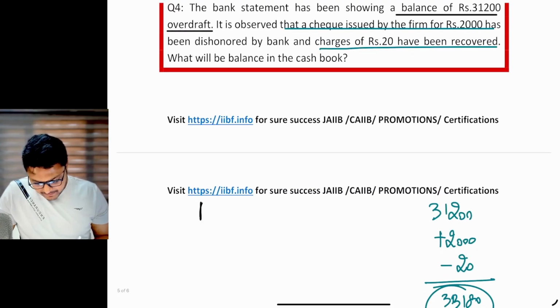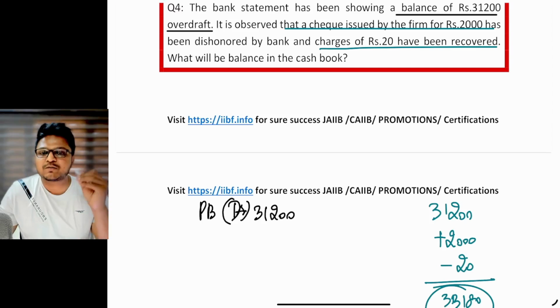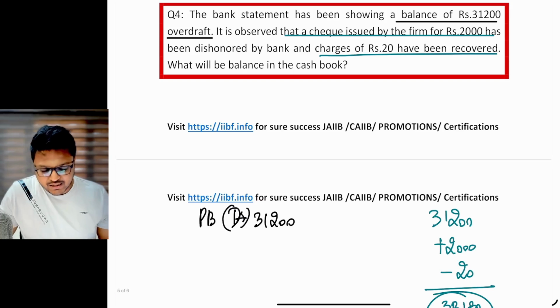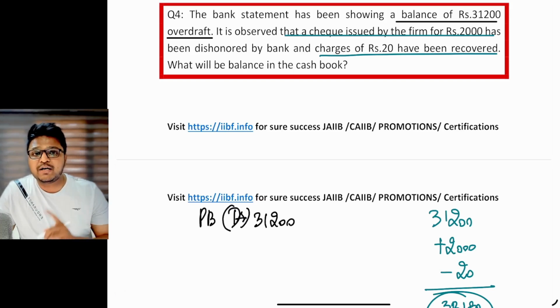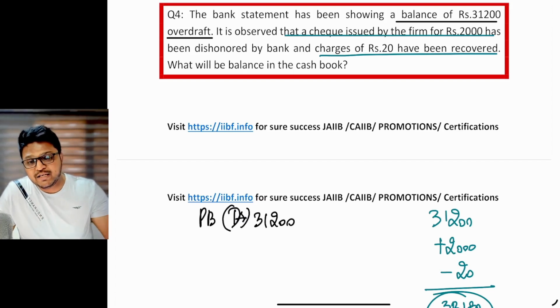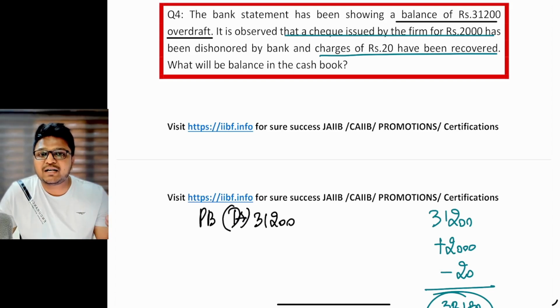overdraft balance of the passbook, meaning a minus balance in the passbook amounting to 31,200. Not minus, we can say it's a debit balance, because when it's an overdraft in the passbook, it will have the debit balance. Again, it says it is observed that a check issued by the firm, the firm has already issued the check. The firm has already subtracted the balance, right?